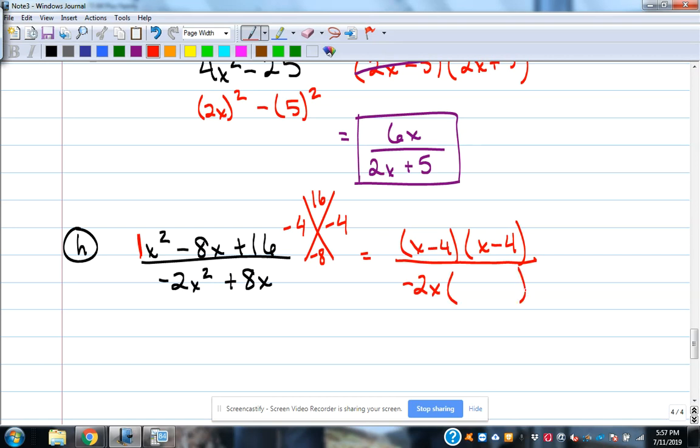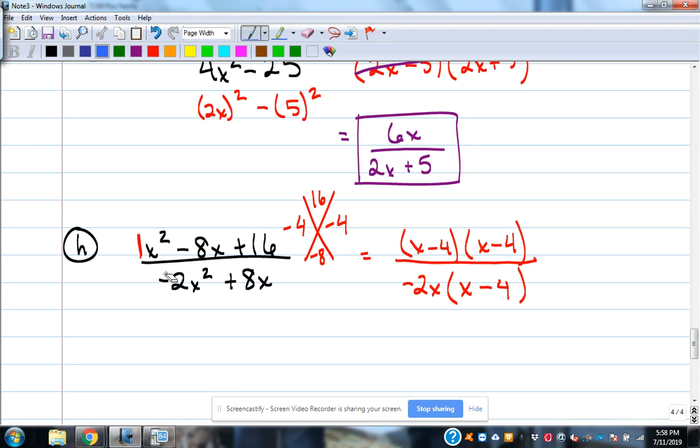The reason I'm going to do that is because I want what's left in the parentheses to match one of those guys up there. So what times negative 2x gets me negative 2x squared? Just an x, right? And what times negative 2x gets me a positive 8x, a negative 4. And now I've got two things that are going to match up. And that's the trick. Anytime there's a negative in front of the leading term, you want to pull that out with your GCF.